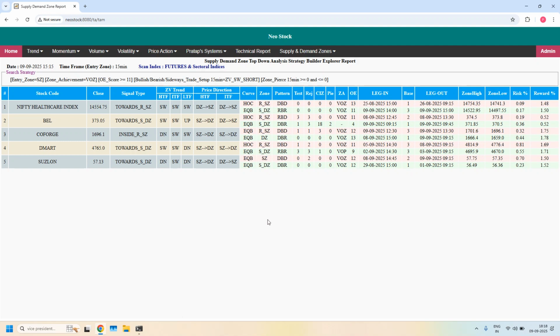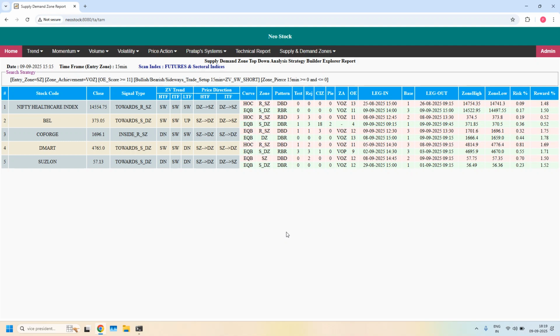Out of these 5, some of them already gave a good number of tests, maybe from the previous reports. But can we use them further? Yes, we can, if lesson 30.3 video checklist items are satisfied. Otherwise, there are higher chances of zone violation. So that's why you should apply the checklist in all the 5 zones.